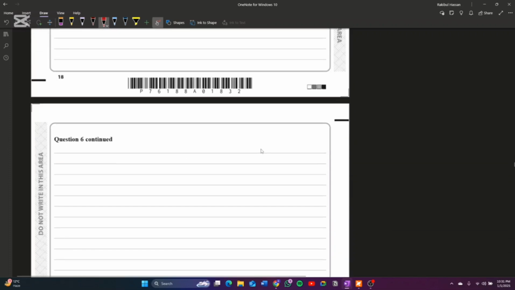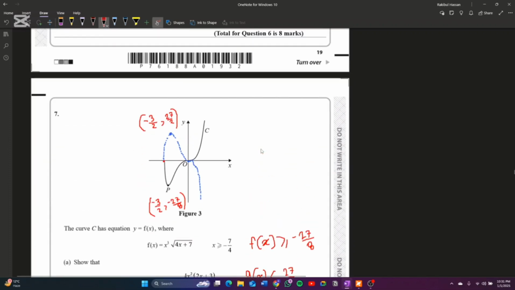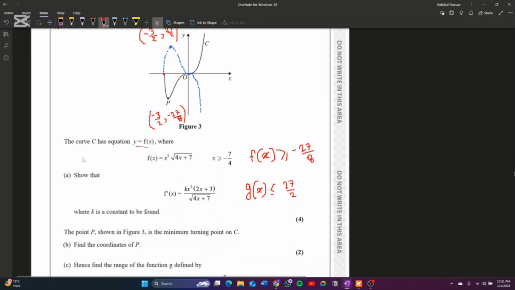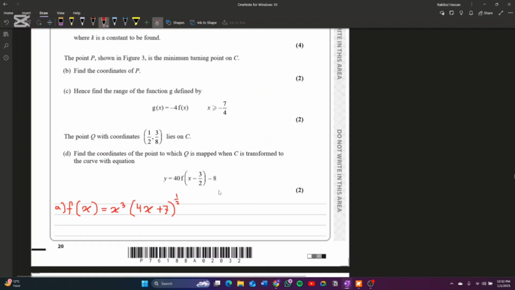Okay, next, moving on. Question number 7. The curve C has the equation y equals f of x, where f of x equals x cubed root over 4x plus 7. Show that the differentiation of this function is this. This is easy. We just do the differentiation.